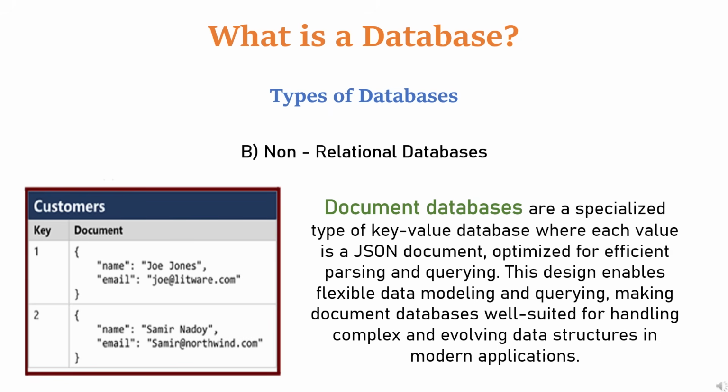Document databases are a specialized type of key value database where each value is a JSON document optimized for efficient parsing and querying. This design enables flexible data modeling and querying, making document databases well suited for handling complex and evolving data structures in modern applications.